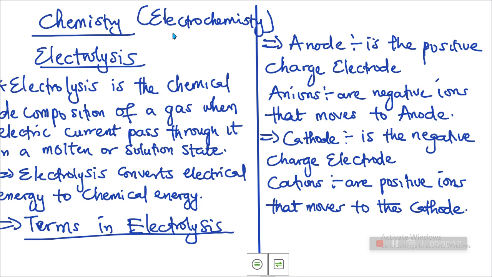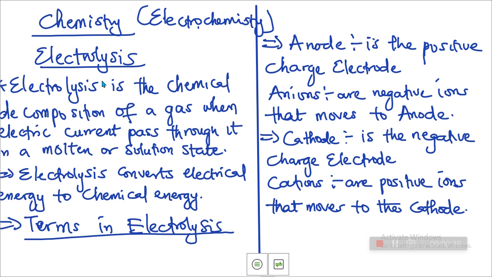Our topic is on chemistry, that is electrochemistry. Electrochemistry is not only about electrolysis; it covers both electrochemical cells and electrolysis. But mainly in this video we are going to be talking about electrolysis, and I'm still going to make some videos on the electrochemical cell. Now let's talk about electrolysis.